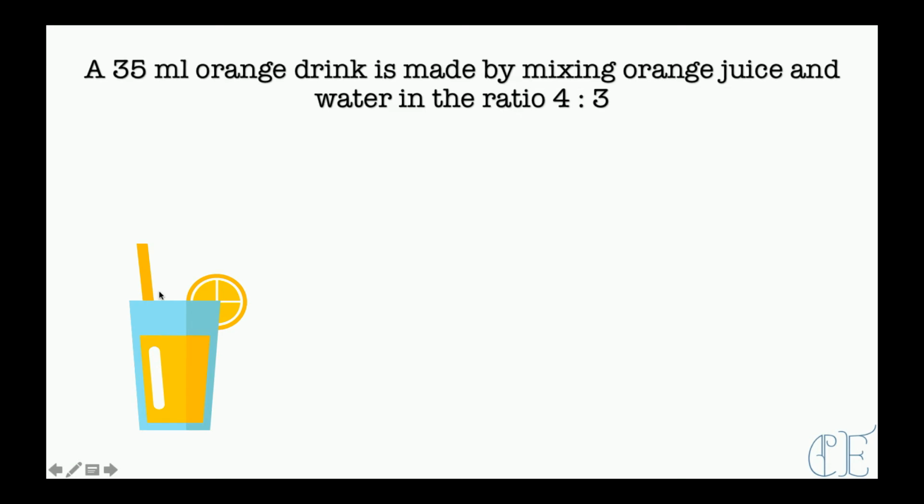Okay, so why don't you pause the video and have a go at this one? Okay, if you've had a go, let's have a look. A 35ml orange drink is made by mixing orange juice and water in the ratio of 4 to 3. So straight away, I know I've got orange juice and water in the ratio of 4 to 3.